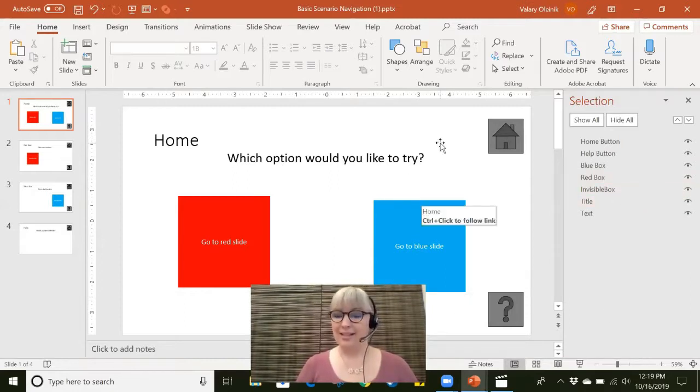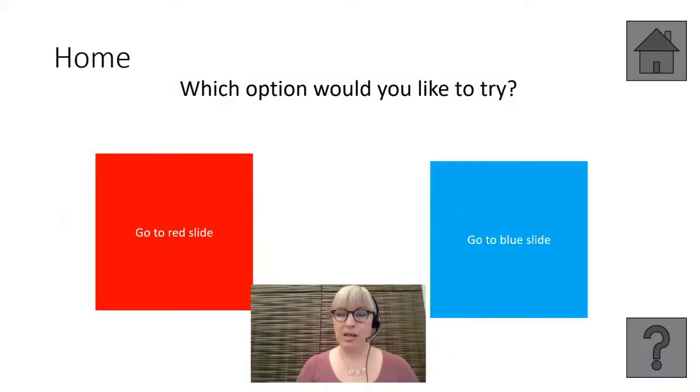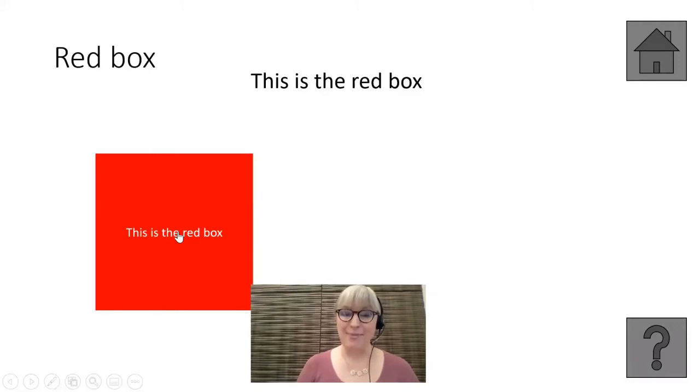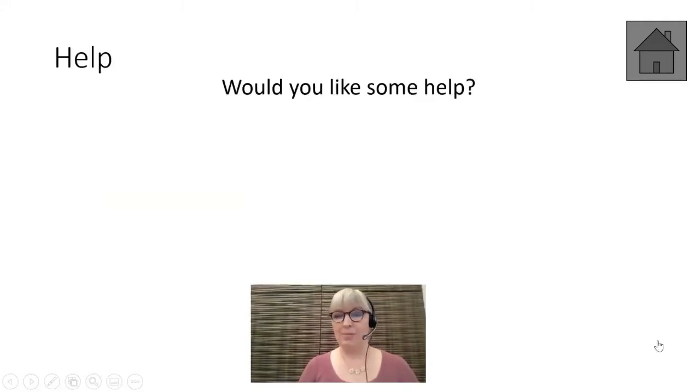So again, let's take a look at this example. Notice if I click anywhere on the white sections, it leaves me right where I am, which is what I want. If I say go to red slide, it takes me to the red box. And in this case, I added a little help button that would take me to a help screen. Maybe you need to give them a little help along the way. And then there's always a home button.